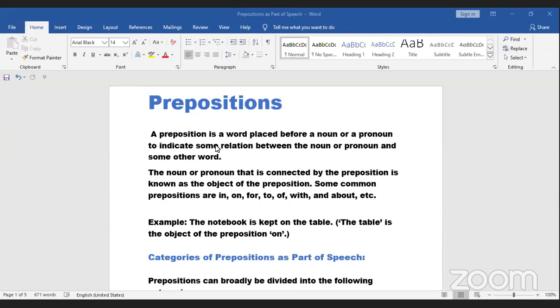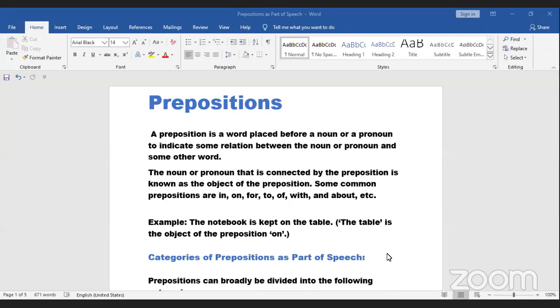This on, in, at, for, to, with, beside, all these things are prepositions. All right. So prepositions are those kind of words, like on the table, in winter, or for America. All these things are called prepositions. All these for, to, of, with, all these words are prepositions.